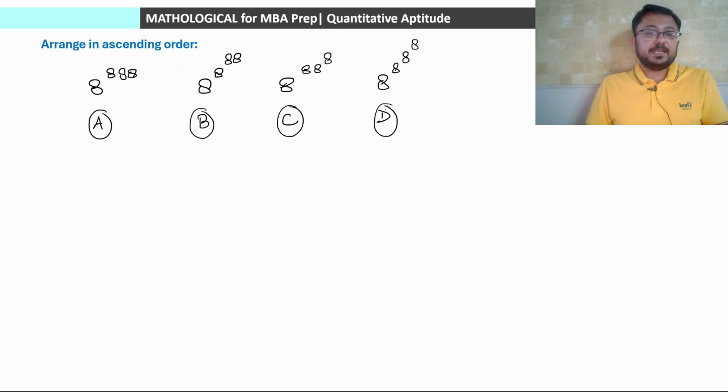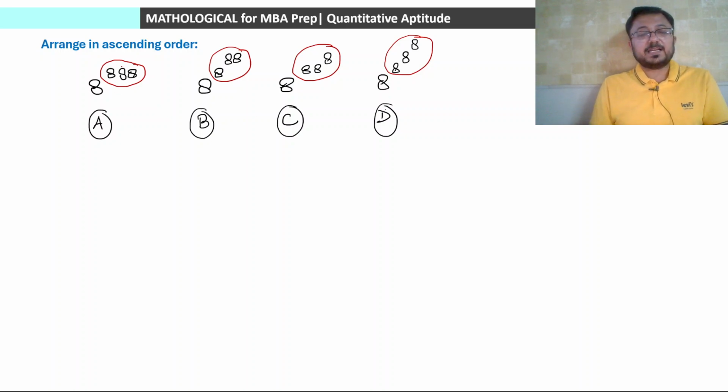8 to the power 888, 8 to the power 8 to the power 88, 8 to the power 88 to the power 8, 8 to the power 8 to the power 8 to the power 8. So we have to compare these numbers. Focus on the powers only. In the first case the power is 888. In the second case this is 8 to the power 88. In the third case this is 88 to the power 8. And in the fourth case this is 8 to the power 8 to the power 8. Which seems to be the smallest number? Smallest number will be 888. A is the smallest number. So A is the minimum value.